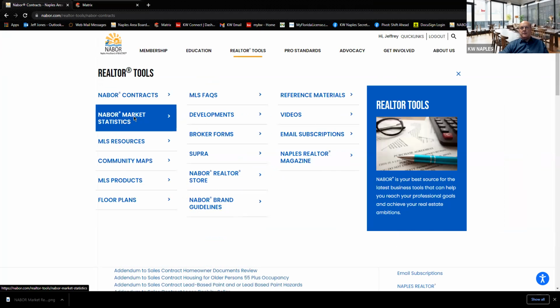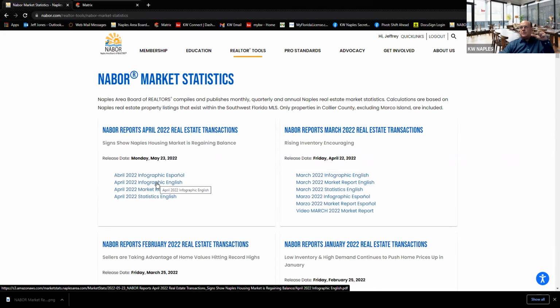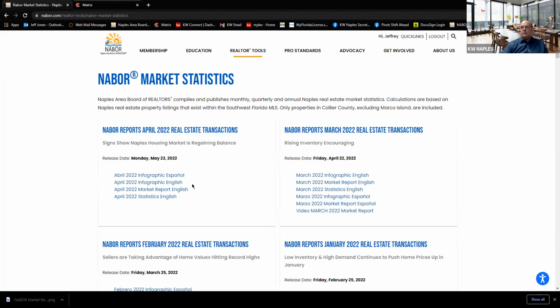NABOR market stats are there, and they have them for every month. They have the infographic, which is very similar to the one that I send out, only our data includes all of Collier and all of Lee. The NABOR reports are just the NABOR market. They do not include Marco Island, but they do produce a nice report that was just put out today. And some people like, you can share this with your customers, especially those that are interested in the Naples market.